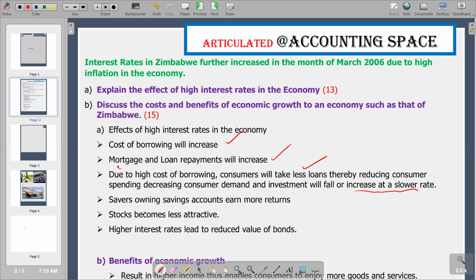So on the next point, we've got savers earning more returns on savings accounts. We are saying these interest rates also apply to savers as they deposit their money in interest-bearing accounts. So it means the interest on their returns will have increased. So that will attract depositors to those interest-bearing accounts, whereby they are going to earn more by depositing amounts in those accounts. So basically, that's what we have on that point.